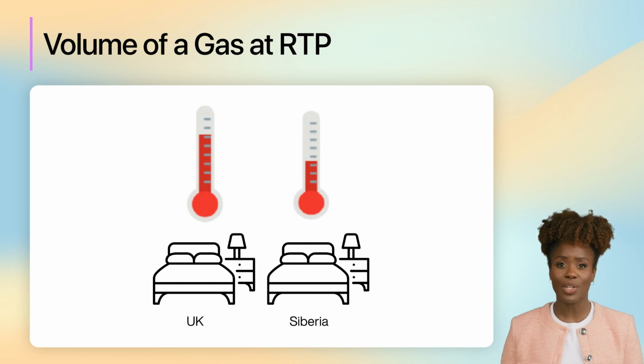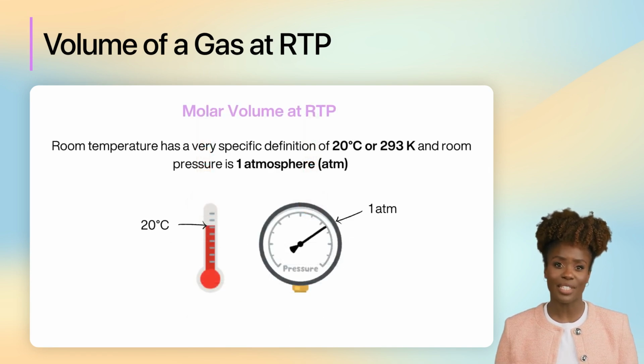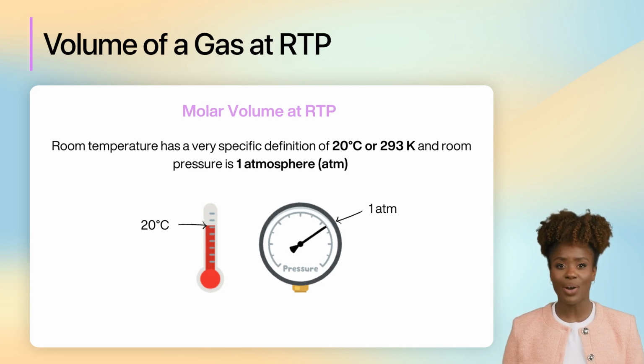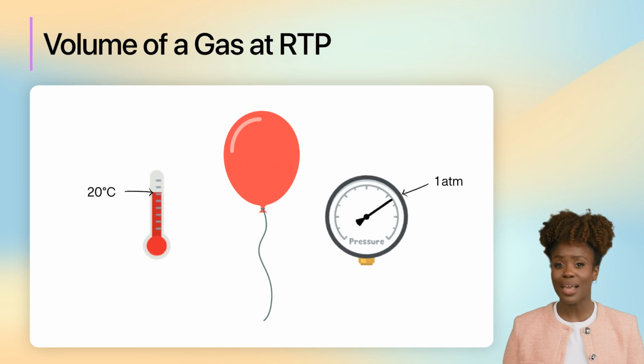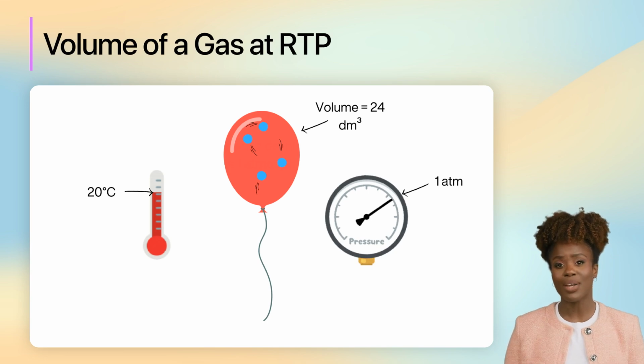In the context of Avogadro's law, room temperature is considered to be 20 degrees Celsius, or 293 Kelvin, and room pressure is 1 atmosphere, or 1 atm. These conditions are often used as standard conditions for many calculations involving gases. This means that if you have a balloon kept at 20 degrees Celsius and 1 atmosphere pressure and you fill it with 1 mole of any gas, the balloon will expand or contract until it occupies a volume of 24 decimeters cubed. This is true regardless of what gas is inside the balloon.